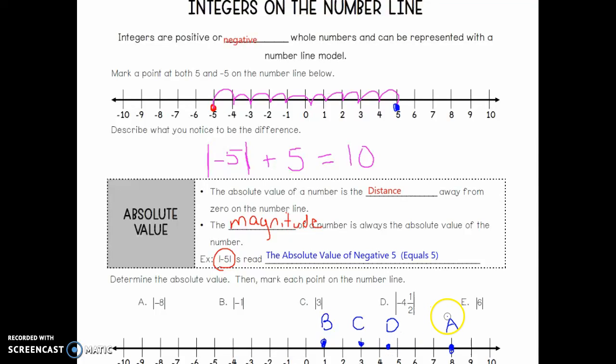And the absolute value of 6 is positive 6. Now I want to show you one thing though. Whoops, this is an E. Sorry. If this was written, let's make an F.